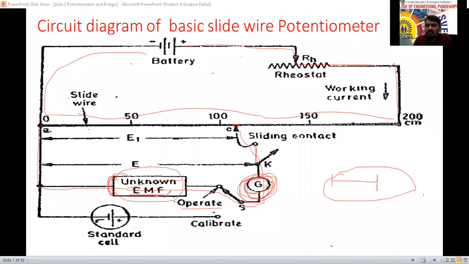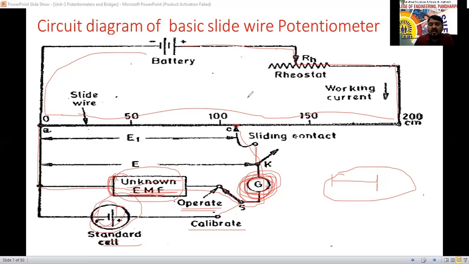We compare with the unknown value measured, to check whether it is correct or not; that is what we call calibration. To calibrate, we use the same value, the standard cell. Now we have to give the supply, so the S switch should be shifted into calibrate mode. On that condition also it should show null detection. Then the value is correct, we can assume. So two terminals are there: one for the calibration purpose, another for the operation purpose.